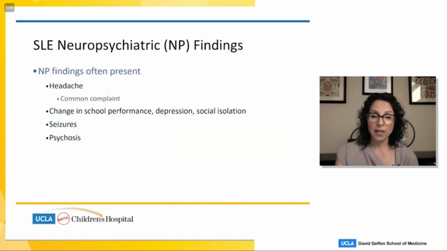They can have neuropsychiatric findings. Most commonly, it's headache. But if you ask adolescent females, the majority of them have headaches that are not necessarily related to lupus. This can be a difficult one to pinpoint and attribute to lupus specifically.